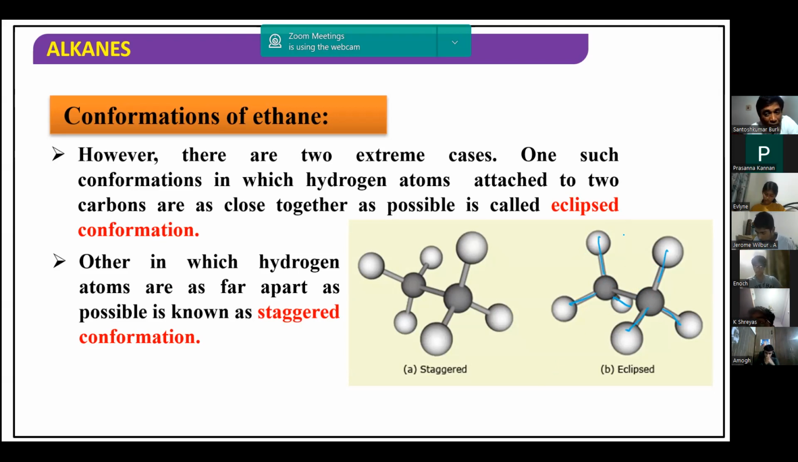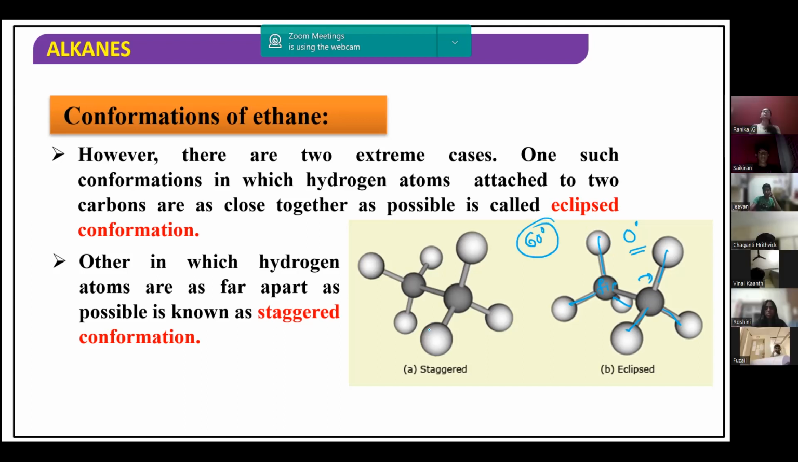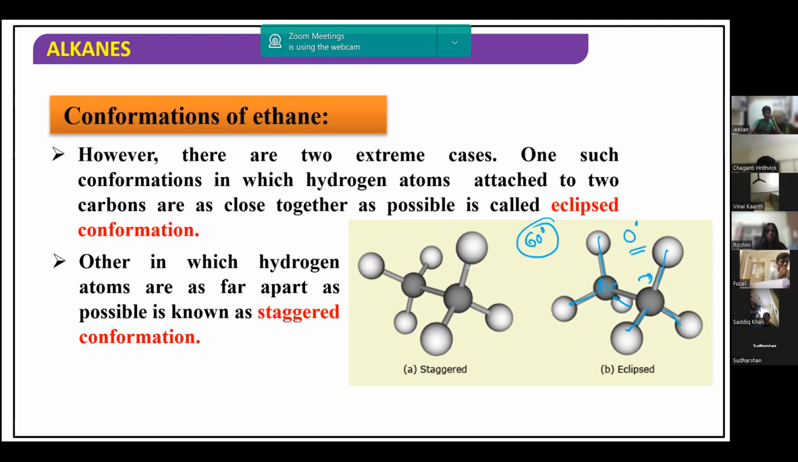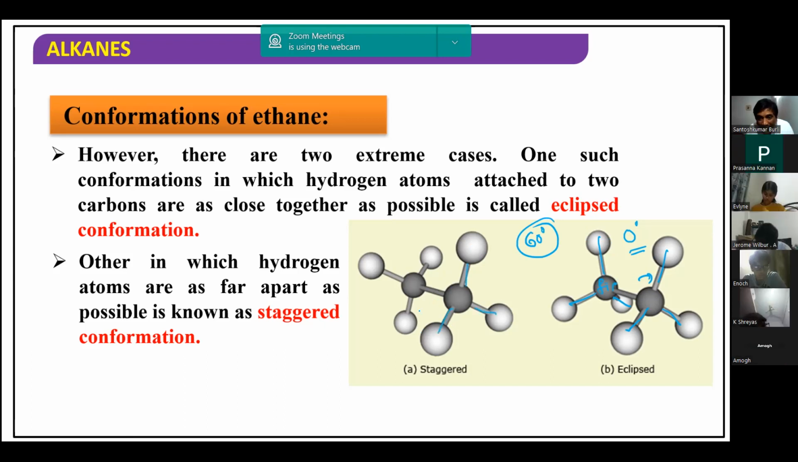Dihedral angle in eclipsed conformation is 0 degree. Whereas if I go on rotating through 0.1, 0.2, 1, 2, 3 degree by fixing this and rotating this, I go on getting 1 degree, 2 degree between this CH bond and this CH bond, and the dihedral angle goes on increasing. So when I rotate through 60 degree, then the CH bonds are maximum possible away from each other.